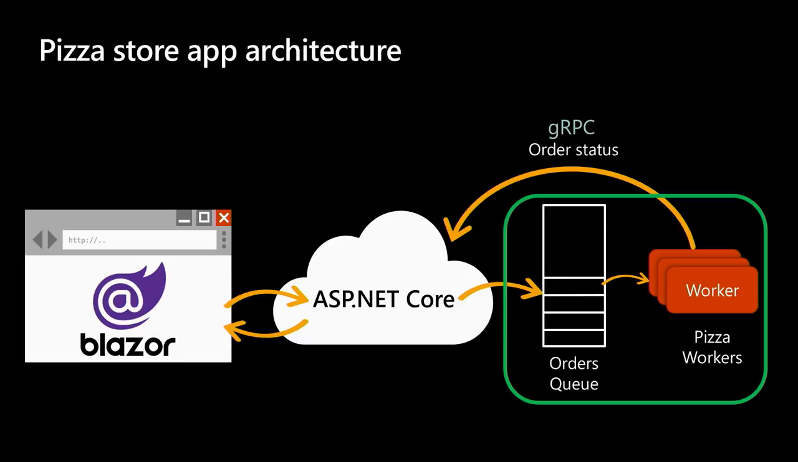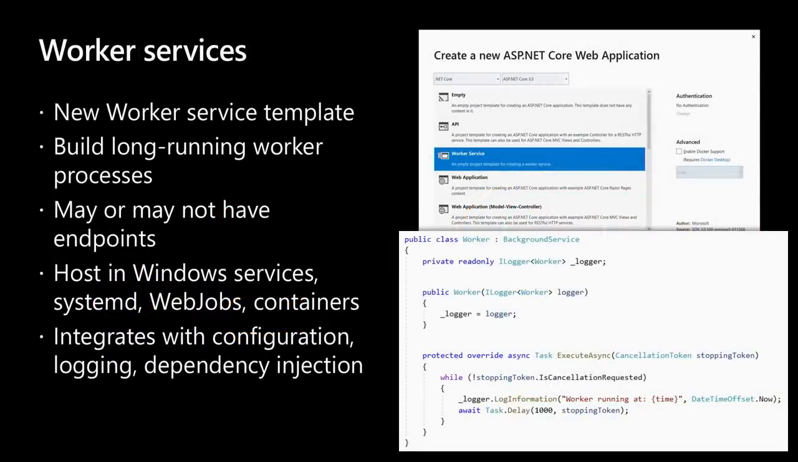What do we do? Well, we have this new worker service template in .NET Core 3. It's a template intended for long-running worker processes. They may have endpoints, or they may not. They might just be doing some work based on some other input. You can easily host them as Windows services, using systemd, using web jobs, in containers. And the really nice thing about them is they integrate with the same abstractions that we use across .NET Core for config, for logging, and for DI.